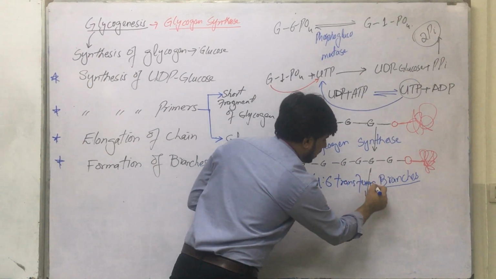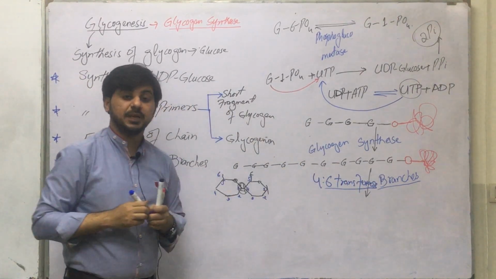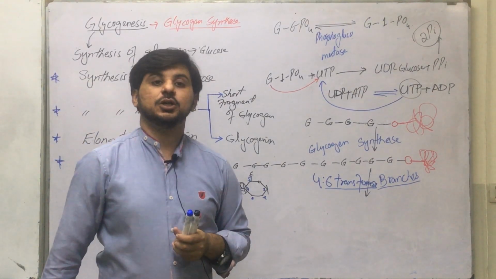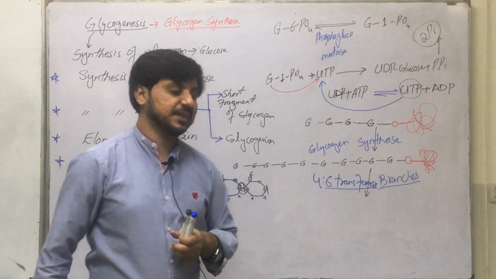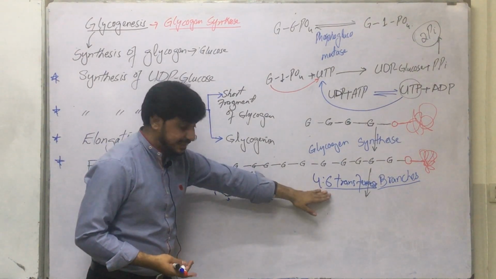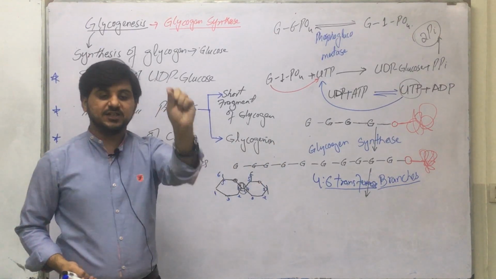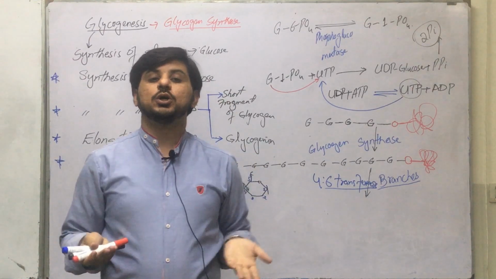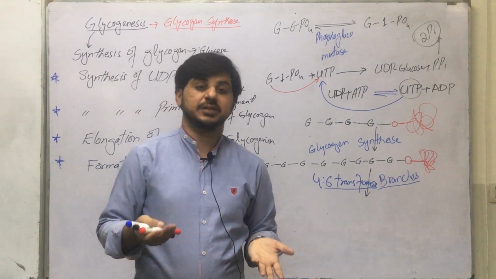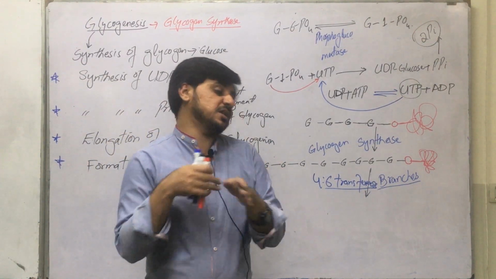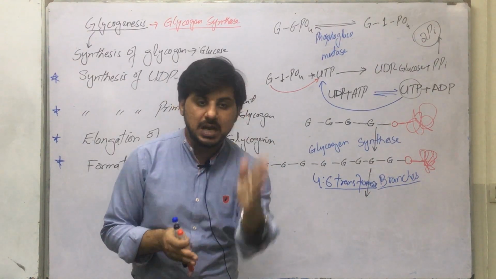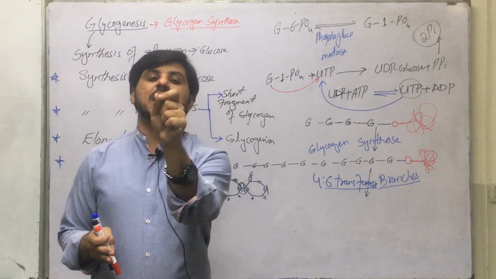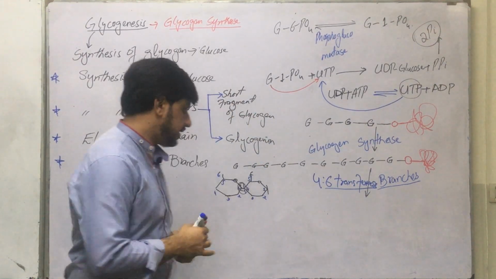4,6 transferase enzyme, which is a branching enzyme. It is also named alpha 1,4 alpha 1,6 glucoside transferase enzyme. What this enzyme does, simply, after 11 or 12 residues, in a few books you will find 10 to 12 residues, in a few books you will find 10 to 11 residues, it will cut down that chain and link that chain at the 6 carbon of the non-reducing end, like this.